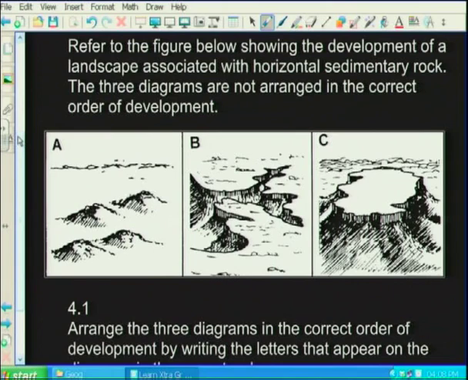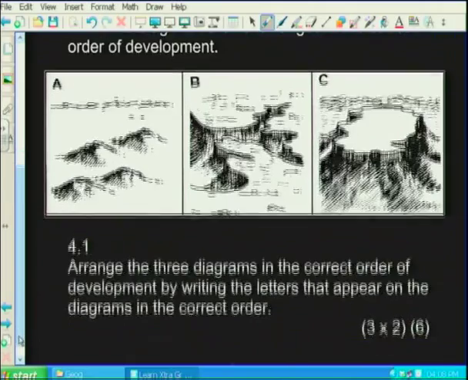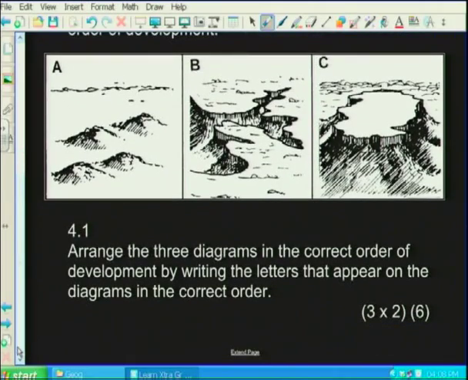Okay, moving on to question 4. It says, refer to the figures below showing the development of a landscape associated with horizontal sedimentary rock. The 3 diagrams are not arranged in the correct order of development. Question 4.1. Arrange the 3 diagrams in the correct order of development by writing the letters that appear on the diagrams in the correct order. So we have diagrams A, B, and C. They want us to put them in the correct order.